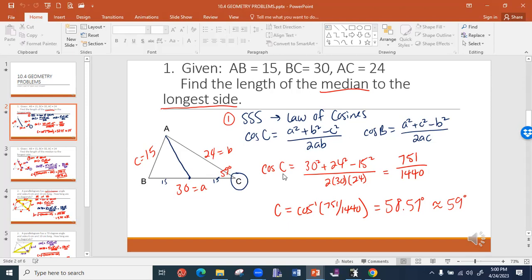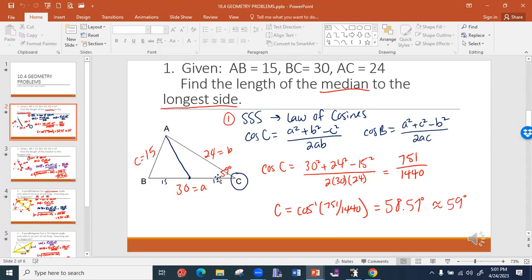So I chose to do C. Cosine of C equals, and I plugged everything in, 30 squared plus 24 squared minus 15 squared, all over 2 times 30 times 24. I get my fraction because I like to keep things as exact as possible. And then I found the angle measure. To find your angle measure, remember you have to use inverse. So we did cosine inverse of 751 divided by 1,440. Plugged it into the calculator, and we get approximately 58.57 hundredths of a degree, but we round it to the nearest degree, 59 degrees.